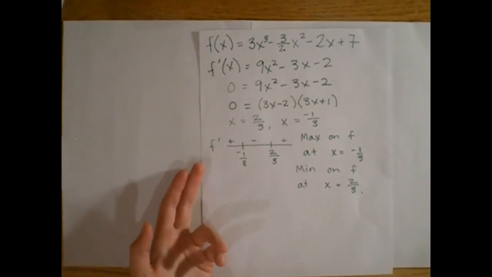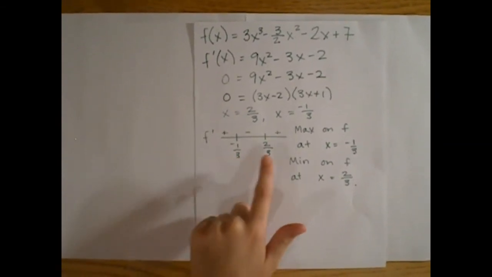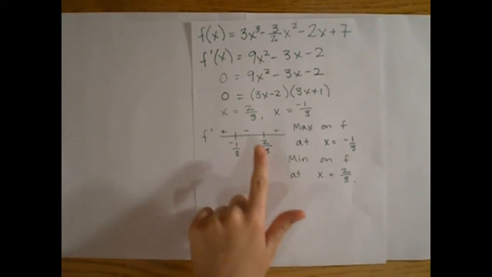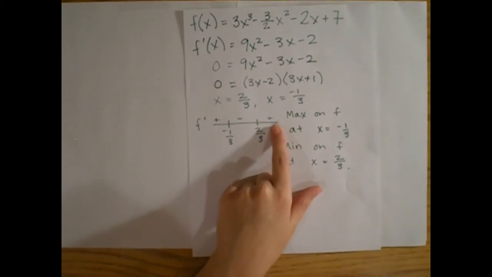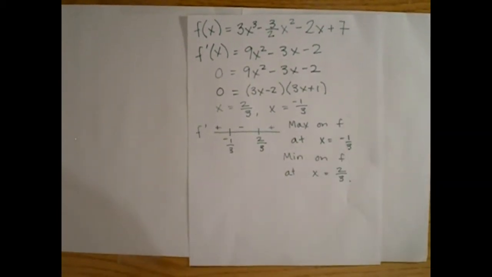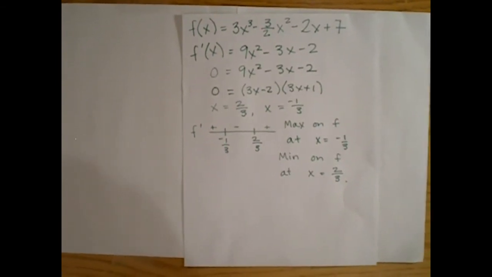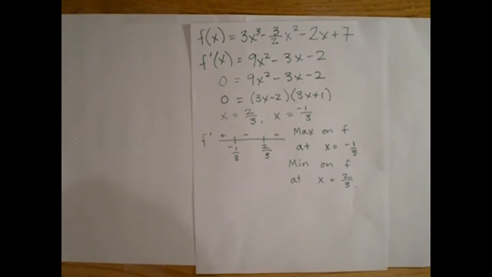To the left of x equals negative 1/3, f prime is positive. In between negative 1/3 and 2/3, it's negative, and to the right of 2/3, f prime is positive. This means that there's a max on f at x equals negative 1/3, and there's a min on f at x equals 2/3.